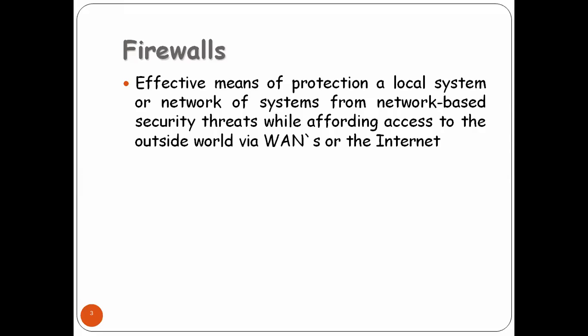So here we need to protect our system better. Unwanted persons, other users, should not enter your system to get your data, and they should not change the personal data that we are sending to others. So how much protection are you going to give? That means an effective means of protecting a local system or a network of systems from network-based security threats while affording access to the outside world via WANs or the internet. Whatever it is, the two things we are talking about are the internet and how we access the system.